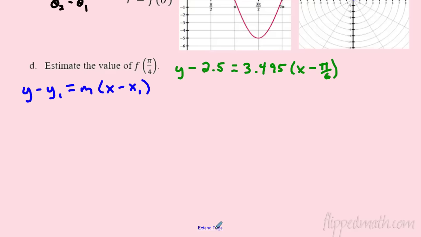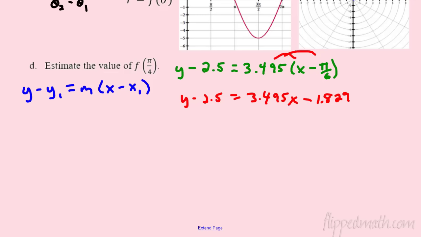Now it's just a matter of cleaning this up, and we're going to need some room to clean this up here. So let's go ahead and distribute this bad boy so we can clean that up a little bit. So we're going to say y minus 2.5 is 3.495x, and then we're going to times it by pi over 6. So you're probably going to have to go to some calculator action here, and be careful with rounding. We'll try not to round too much. But what is that bad boy when I times it by pi over 6? So it should be 1.829.